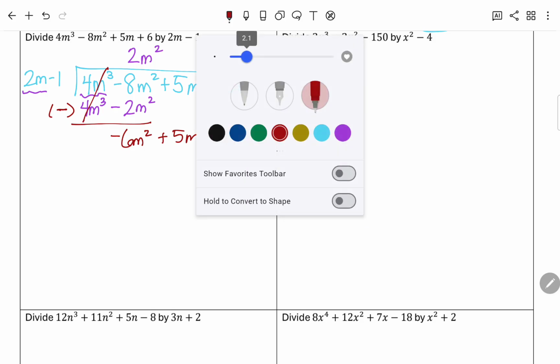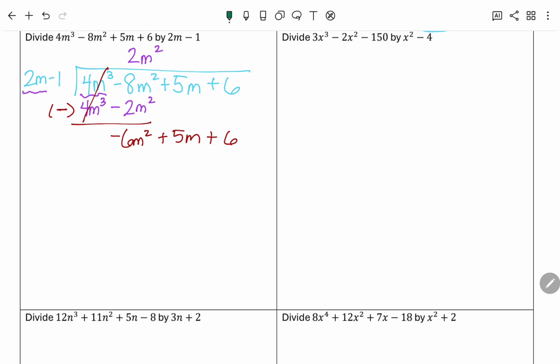All right, we're going to do that same process again. So right now I have 2m. What do I need to multiply it by so that it becomes a negative 6m squared? Yes, negative 3m. Negative 3m times 2m gives me negative 6m squared. And then I do my negative 3m times negative 1. Negative times negative is a positive.